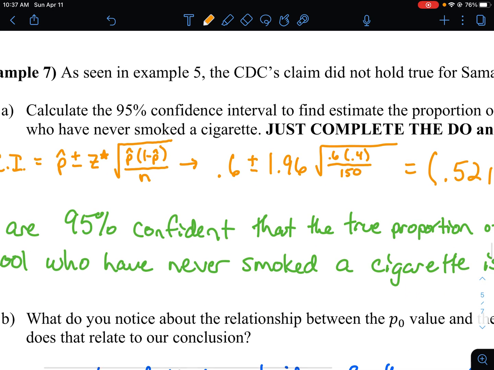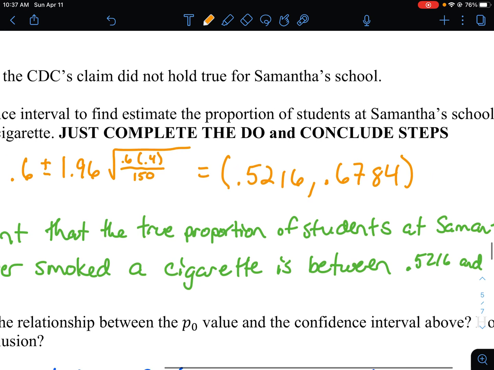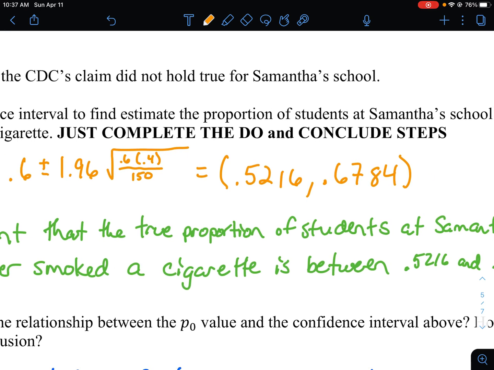So remember, our p-hat value above was 0.6. The z-star value for a 95% confidence interval was 1.96. Hopefully we haven't forgotten that. And then it's 0.6 times 1 minus 0.6, which is 0.4, over 150. That was our sample size in the example above. Long story short, our confidence interval ended up becoming from 0.5216 up to 0.6784.